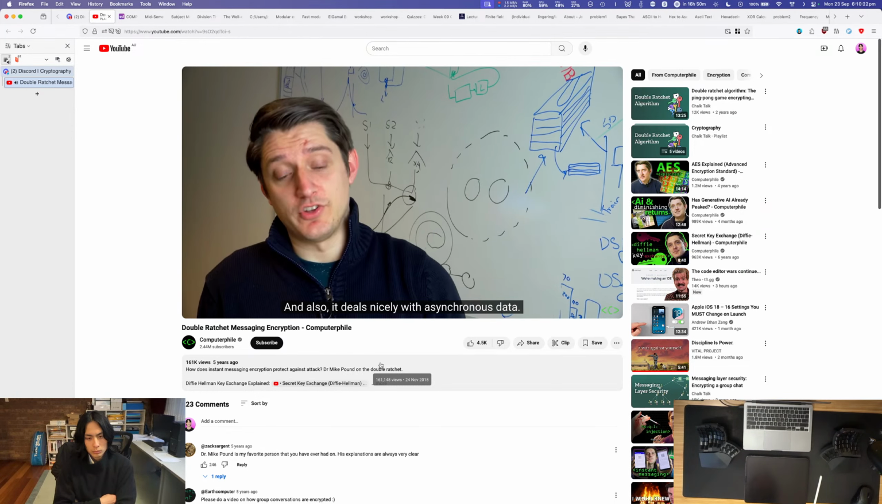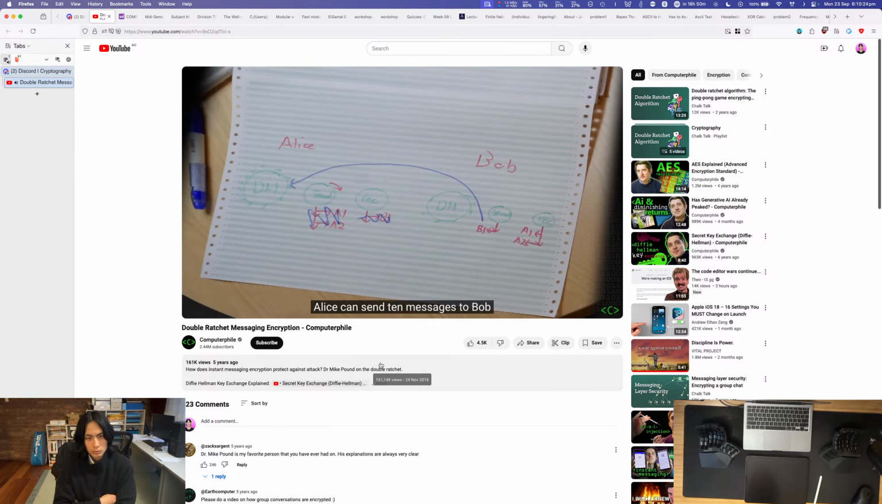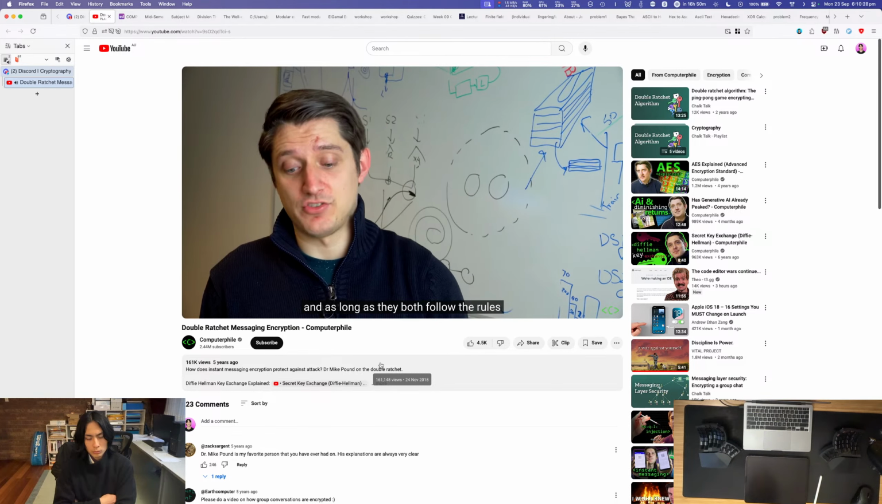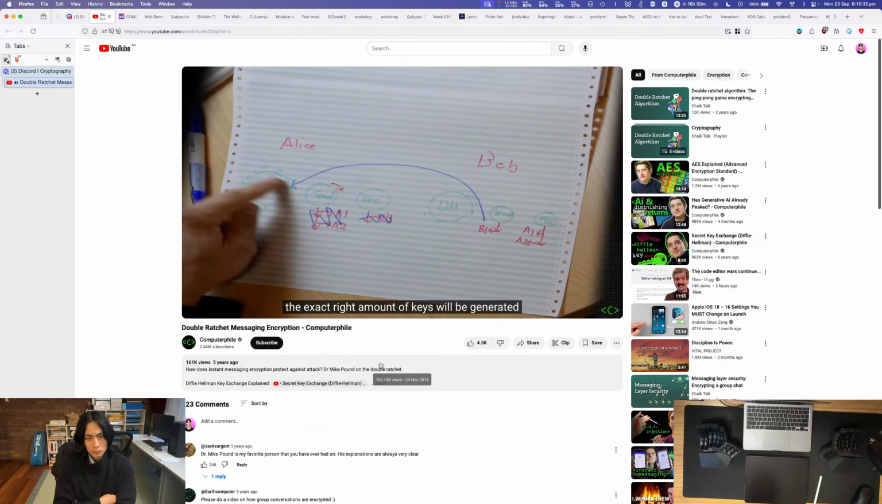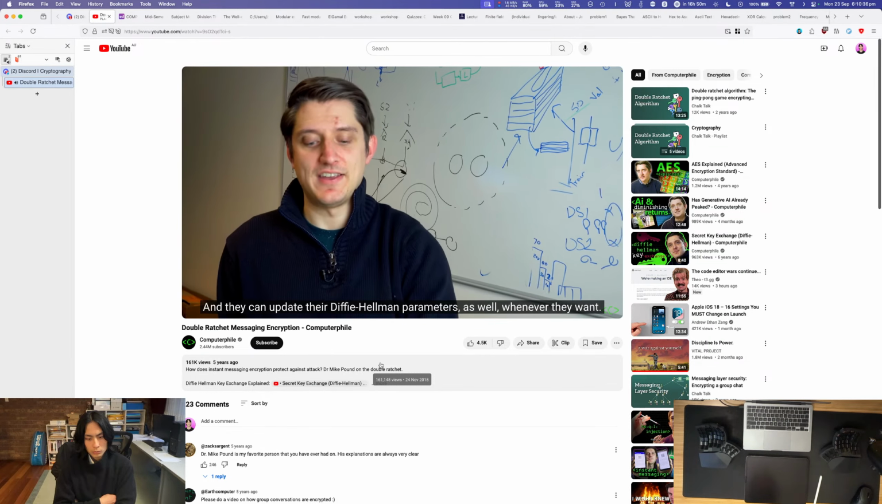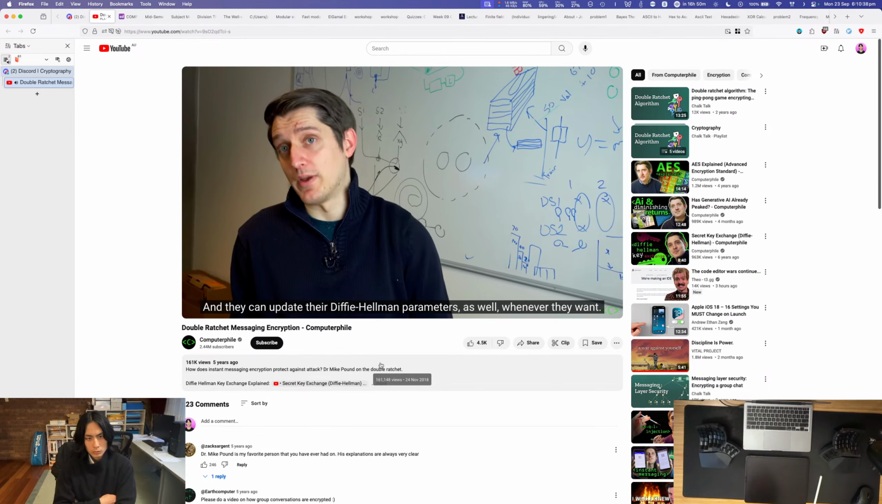And it deals nicely with asynchronous data. Alice can send 10 messages to Bob, right, with or without Diffie-Hellman parameters, and as long as they both follow the rules, the exact right amount of keys will be generated, and they will exactly match his receiving keys, right? And they can update their Diffie-Hellman parameters as well whenever they want.